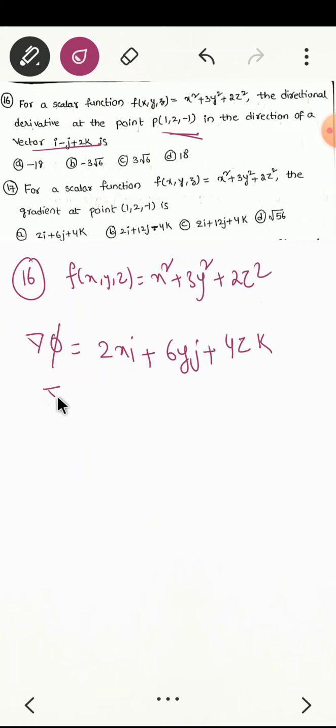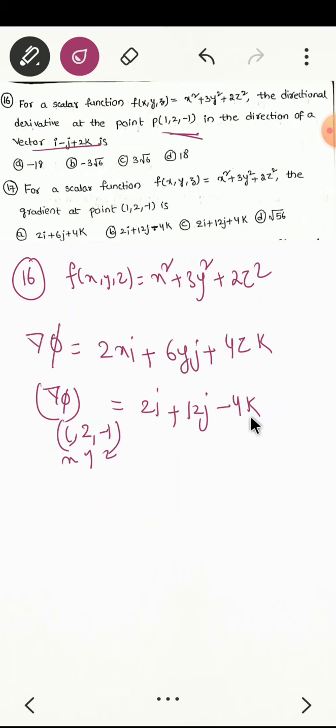Okay, then del phi at some point. What is the point? The given point is 1, 2, minus 1 for x, y, z. Substitute x value as 1, we will get 2i. Substitute y value as 2, we will get 12j. And substitute z value as minus 1, we will get 2i plus 12j minus 4k. And they are asking in the direction of this vector. So the directional derivative is equal to del phi at some point dot a by mod a.